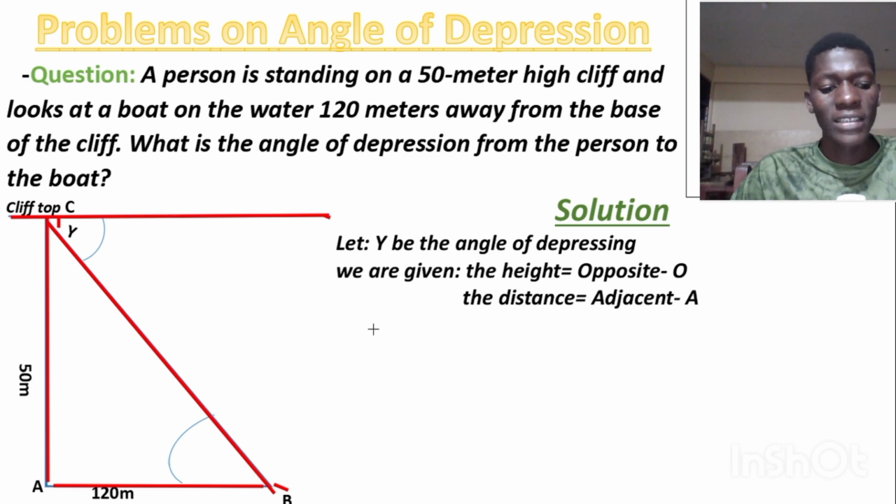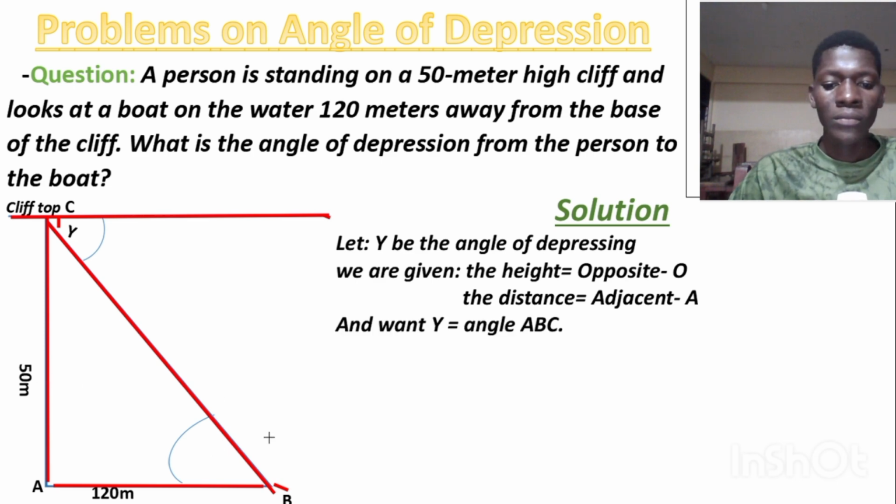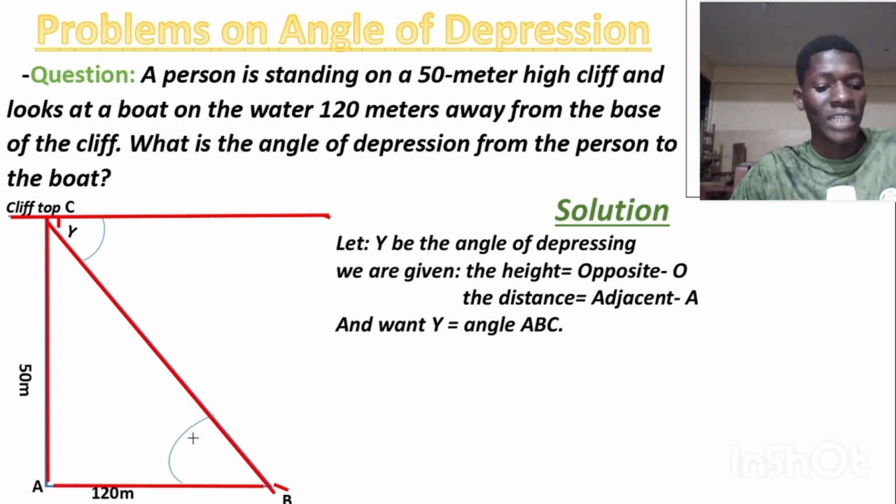So the distance is adjacent to the angle. If this is our angle, then this distance is adjacent to this angle, and this is opposite to this angle. And we want y. So y is equal to angle ABC, so this angle, that's what I say. So we must put our y here. So put y there.